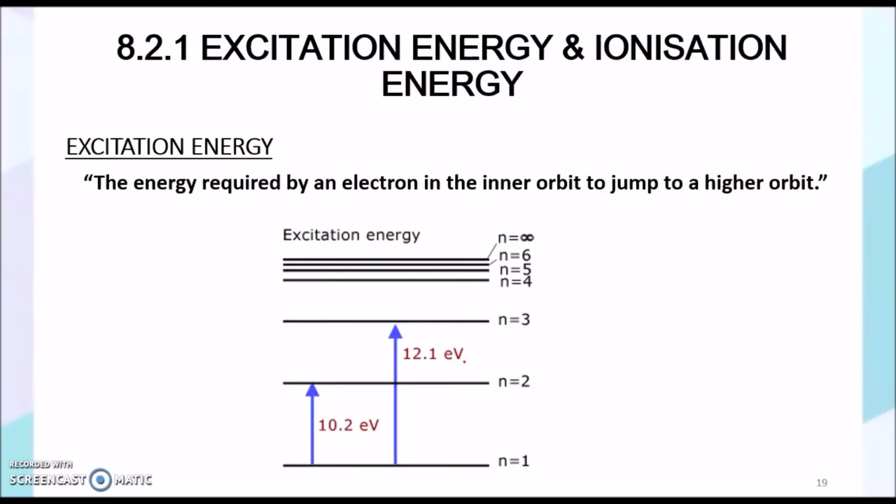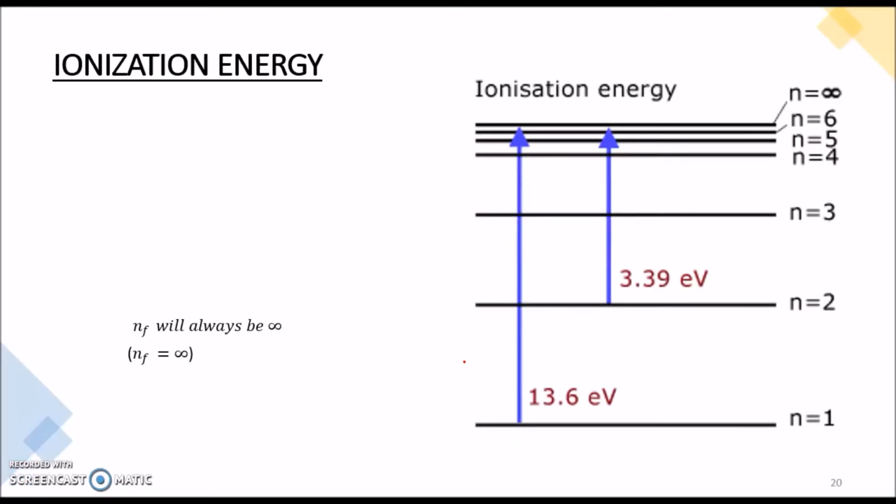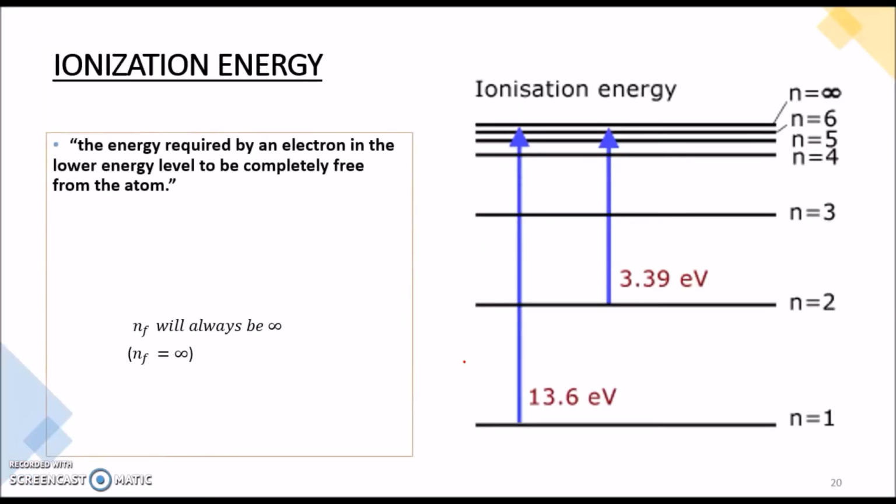Excitation energy and ionization energy. So excitation energy is the energy required by an electron in an orbit to jump to a higher orbit. So if the electron transits from a lower to a higher energy level, it will have the excitation energy. Meanwhile, the ionization energy is the energy required by an electron in the lower energy level to be completely free from the atom.